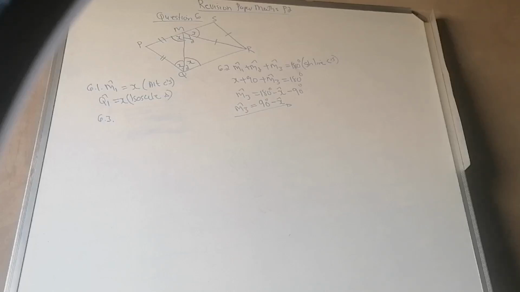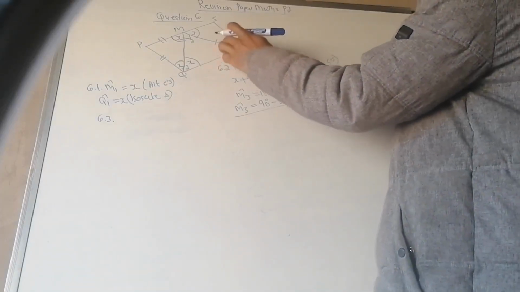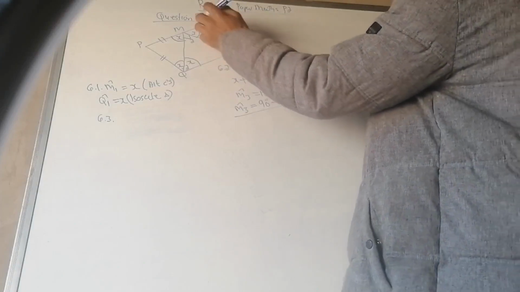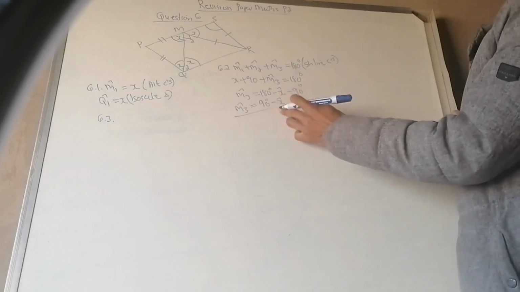Look at the parallelogram here. If 2 sides are equal, 2 angles are equal, right? So the side here, what is it? Angle S is 90 minus X.